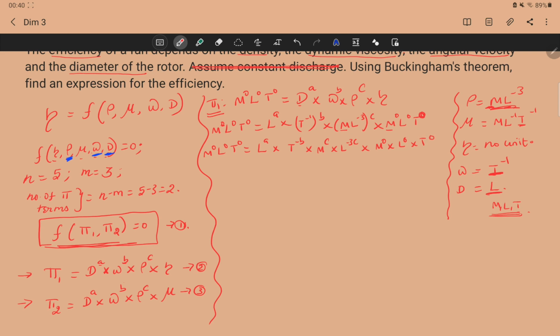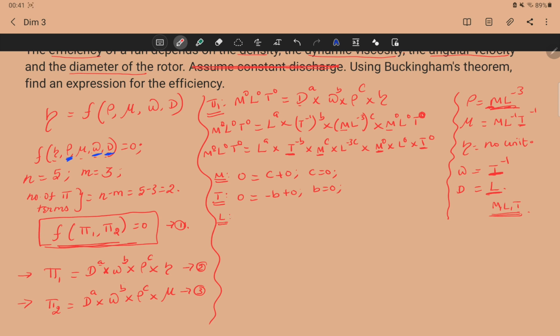Now let us equate all the powers of m. So m is 0 on the left hand side equals, what are the terms in the right hand side? There are only two m terms, c plus 0. So c equals 0. Fantastic. Let us look at the t. For t, the power is 0. 0 equals, how many t terms are there? 1 and 2. So minus b plus 0, which means b is also equal to 0.